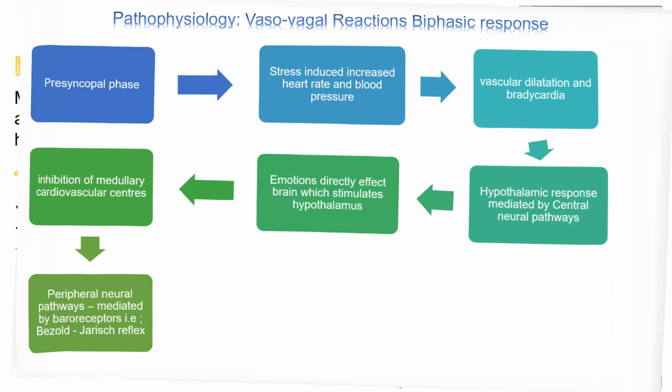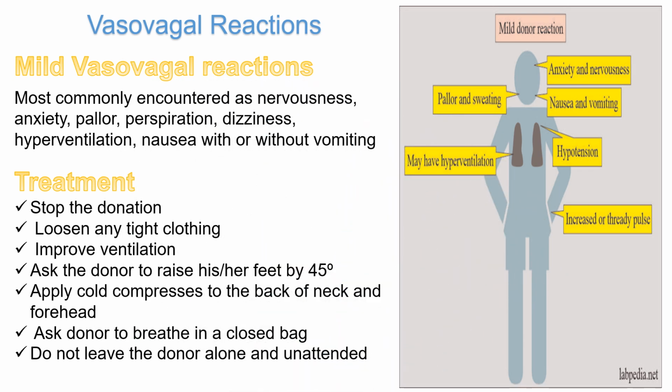Then vasovagal reactions are mild, moderate, and severe. The mild reaction can present as nervousness, hyperventilation, and nausea, with or without vomiting. What you have to do is stop the donation first, loosen the tight clothing of the donor, improve the ventilation, place the donor in the Trendelenburg position, apply cold compresses, ask the donor to breathe into a closed bag, and do not leave the donor unattended.